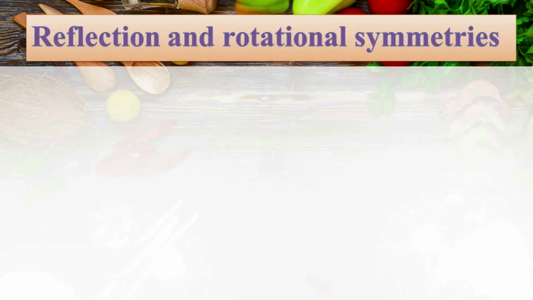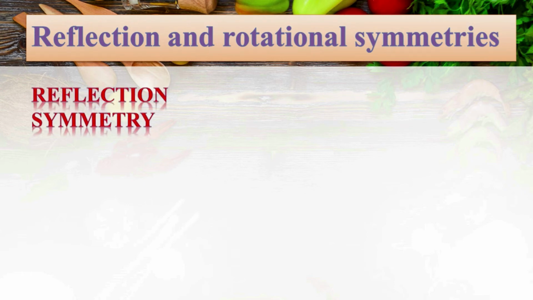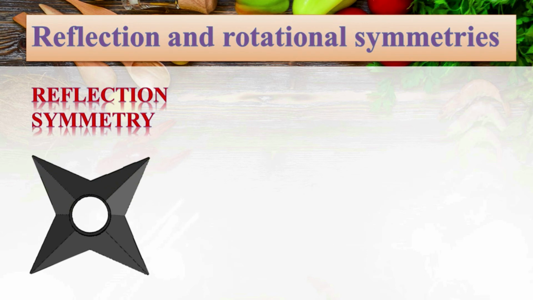Reflection and rotational symmetries. Reflection symmetry is nothing but if you divide a shape into 2 equal parts, the parts must match with each other exactly. Then we say that the given shape has reflection symmetry. Let us check it. Let us take this shape and divide into 2 equal parts. Yes, both the parts are having the same shape and size and they are exactly matching with each other.